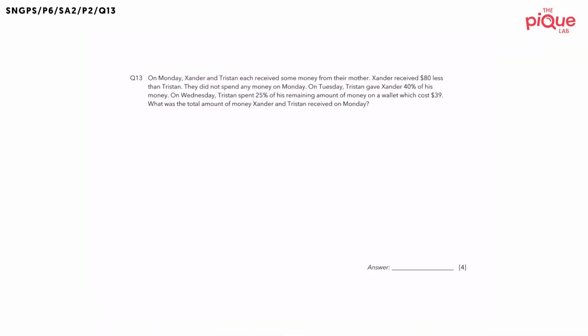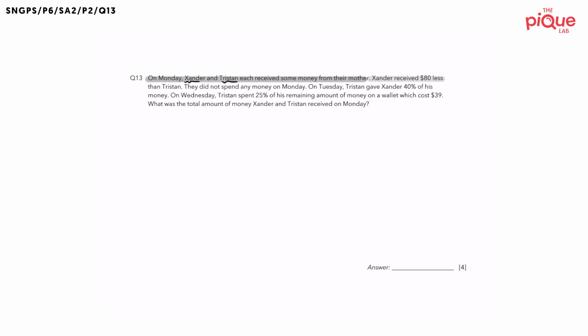Take a quick look at this question. Question 13. On Monday, Xander and Tristan each received some money from their mother. We have two boys, Xander and Tristan. But do we know the amount of money they received? Perhaps continuing to read the question will help us.